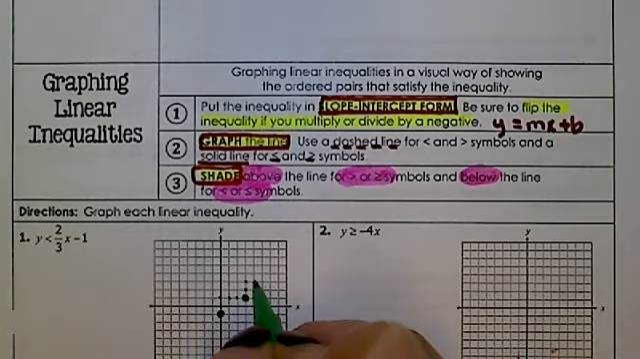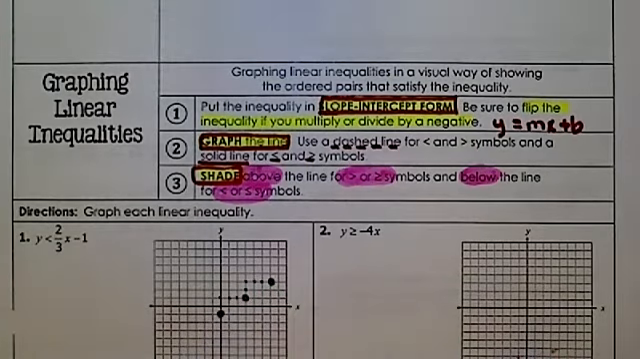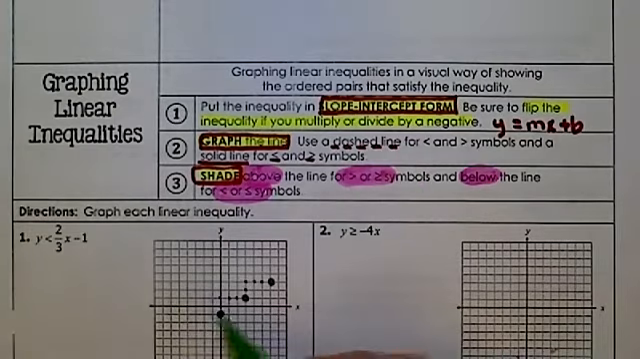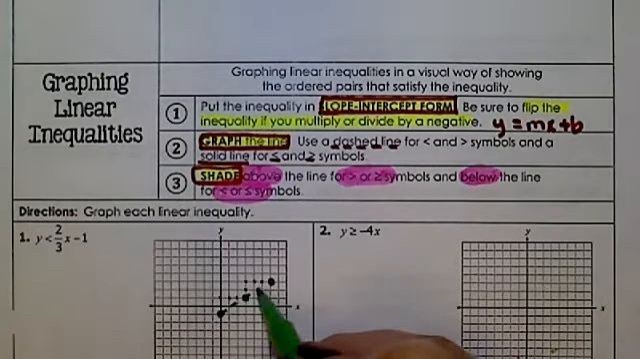Up 2 and right 3. Now you're going to decide if you do a dashed line or a solid line. So this one would be dashed because it's not equal. So we're going to do a dotted or dashed line here.